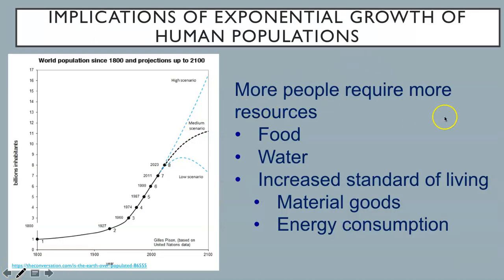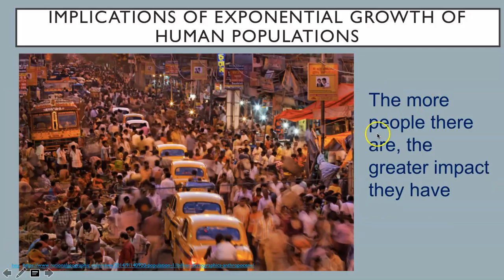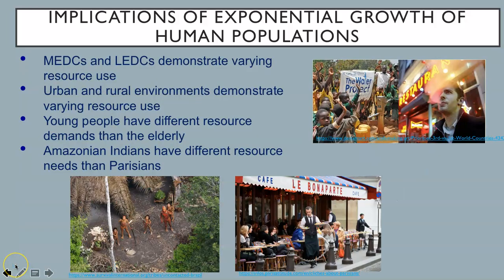The more people there are, the more resources are required. More people need more food and water. Also, more people eventually all want an increased standard of living, which requires more material goods and results in higher energy consumption. The more people there are, the greater the impact they have. I just talked about increased use of resources, but also, what about increased waste and pollution? Imagine the impact there.